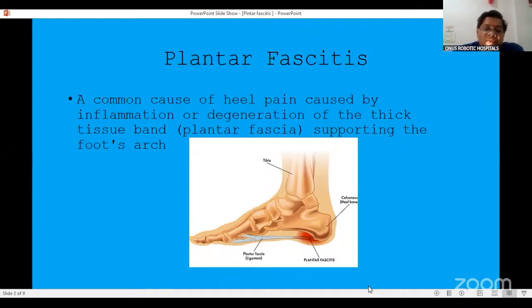Arch means, when you stand up, the medial side of the foot forms a slight arch like this. So an arch is formed, and it won't allow the foot to become flat. That is mainly maintained by the plantar fascia. Whenever there is stress on the plantar fascia, you will have some pain over here. That is called heel pain.